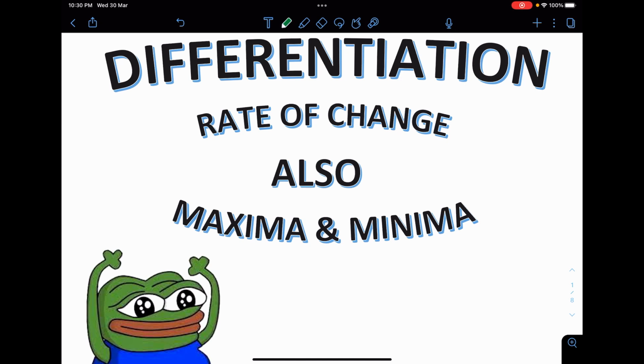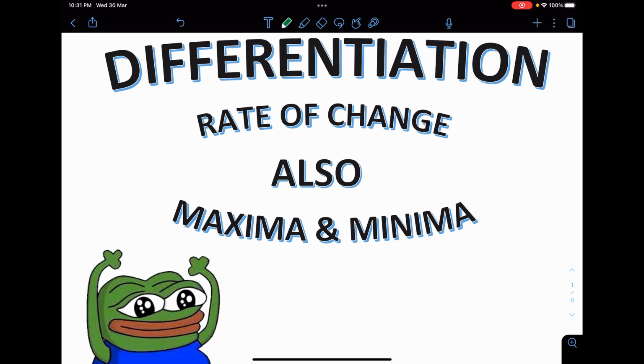Hey everyone, today we are going to do the differentiation of rate of change and also maxima and minima. Well, basically these are the two main applications of differentiation that you're going to learn in Sec 4 A Maths. It could be quite tough, especially for rate of change, and I also find that at school this is not covered with enough time. In my opinion, it is one of the most difficult chapters for application.